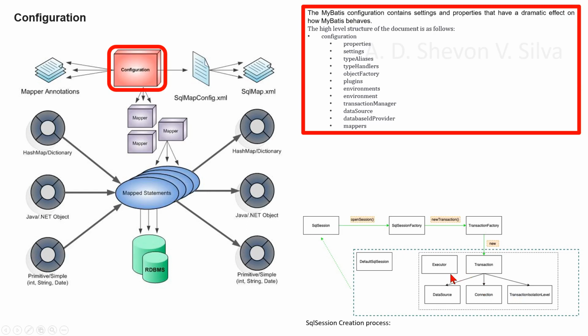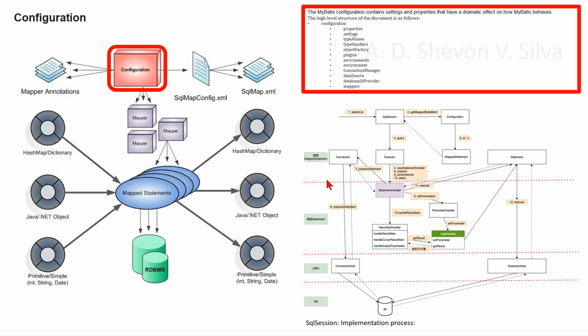You can see here the executor. Execute transaction default source connection and transaction isolation level is in one group, and with this group, the data default execution is another group, and this is connected to SQL session. Here you can see the SQL session implementation process.